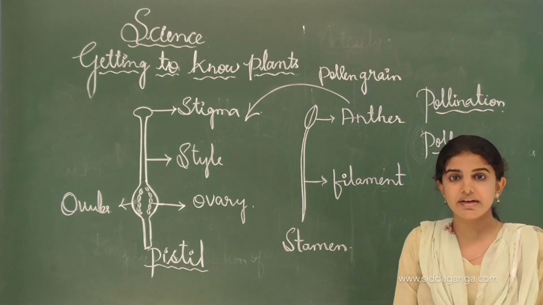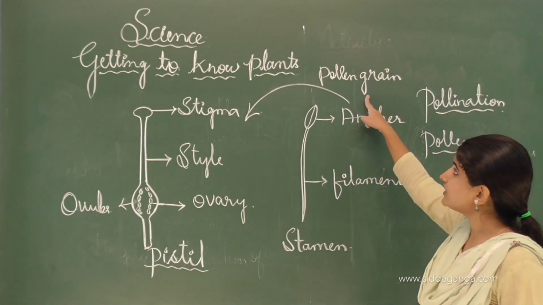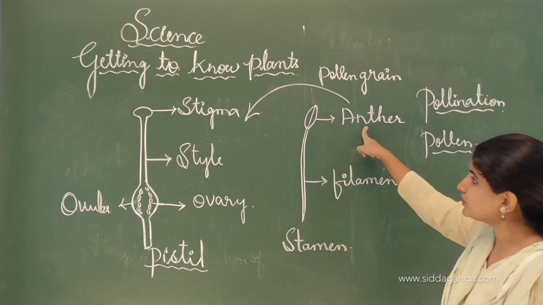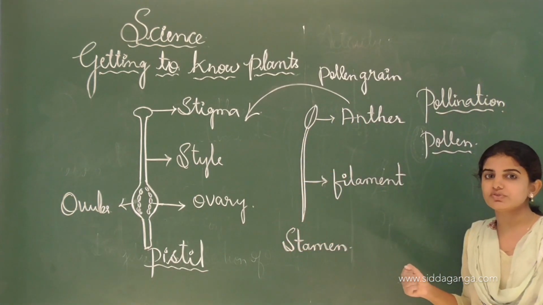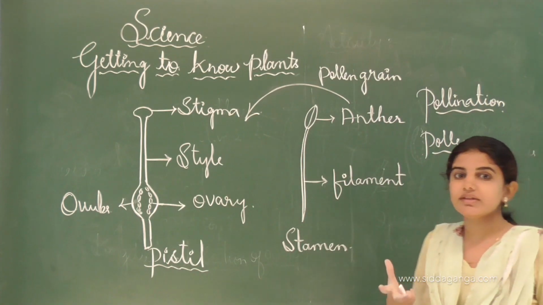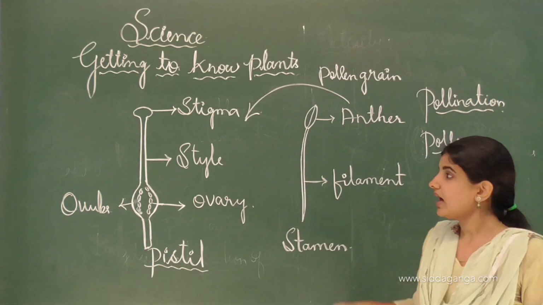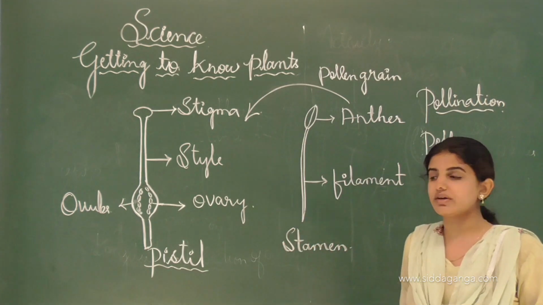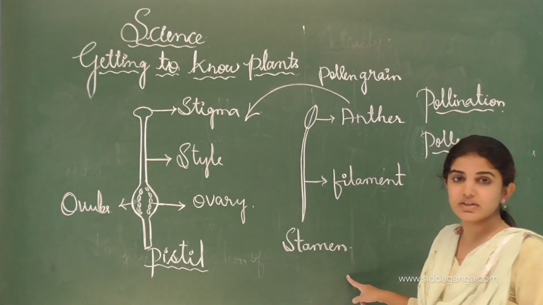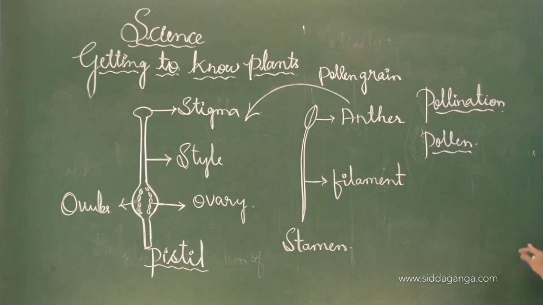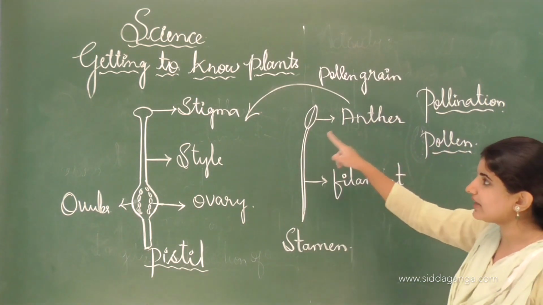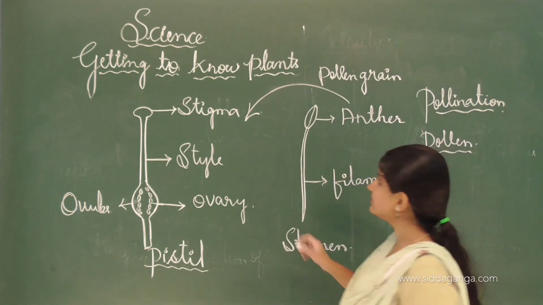By sucking the nectar from the flower, these pollen grains will be transferred from anther to the stigma of the flower, and this makes the pollination process take place, so that reproduction takes place. And these are the two reproductive organs, one is the pistil and another one is the stamen. See, this is the definition of pollination. Transfer of pollen grains from the anther to the stigma is called pollination.